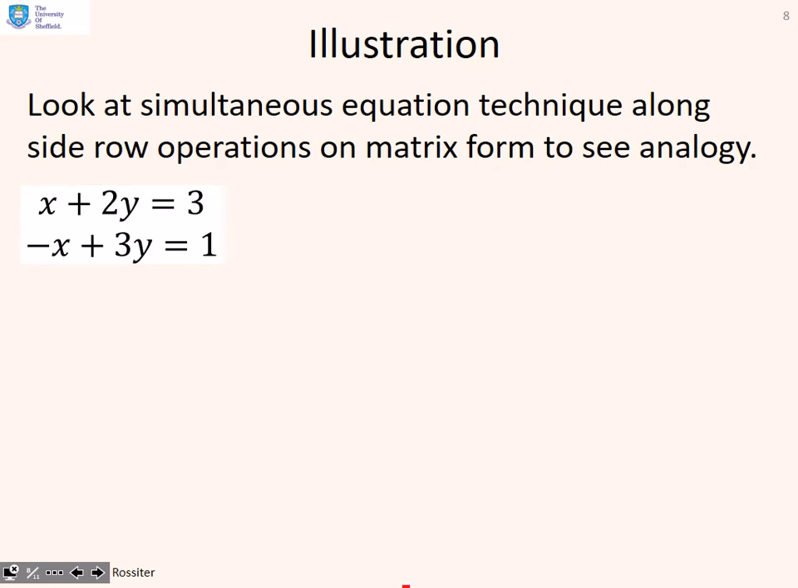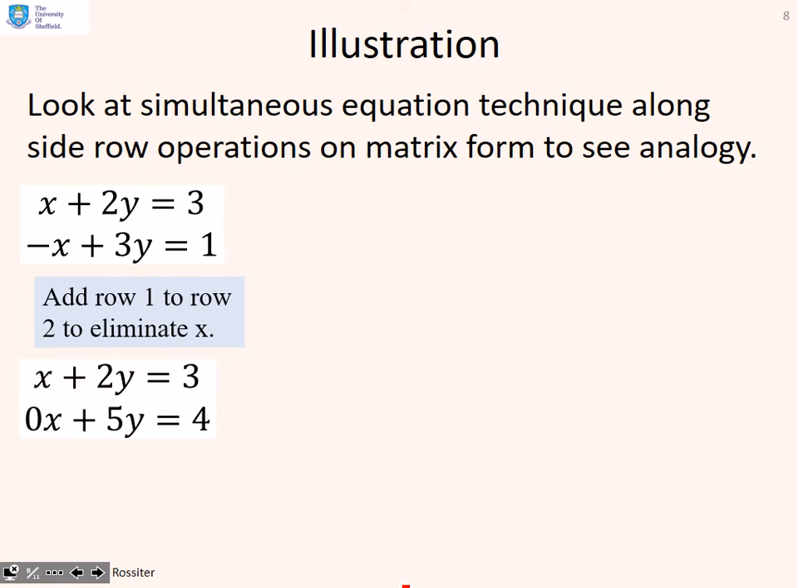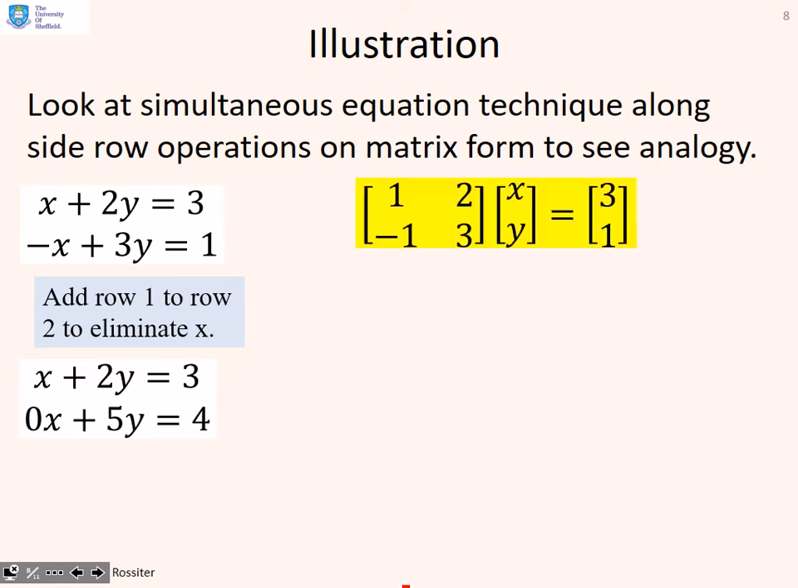Let's give an illustration then. Here we've got two linear simultaneous equations, and we're going to do a row operation to solve. So we're going to add row 1 to row 2 to eliminate x. And you're used to that. That's relatively standard. Now let's look at the same equations in matrix form.